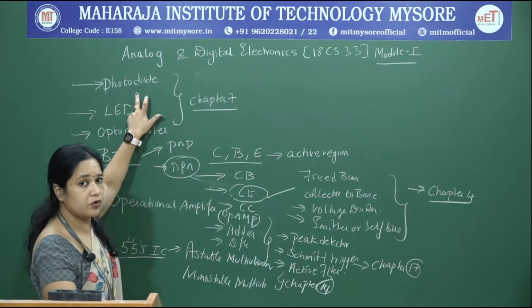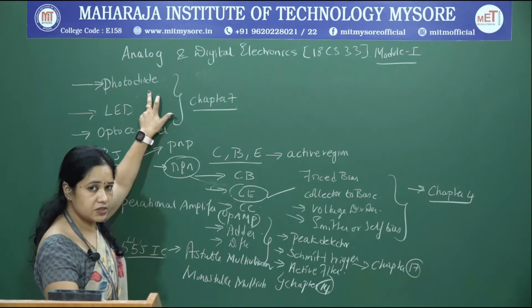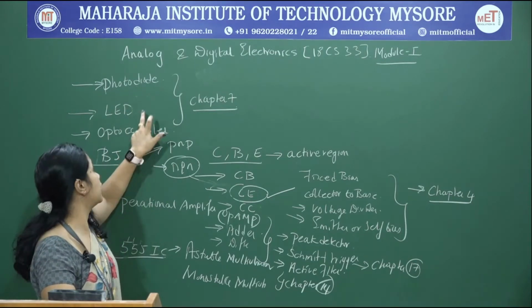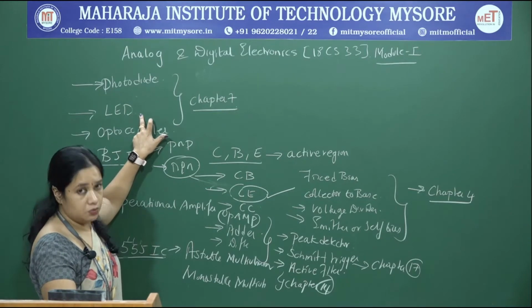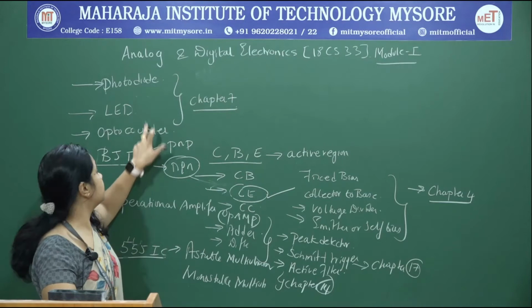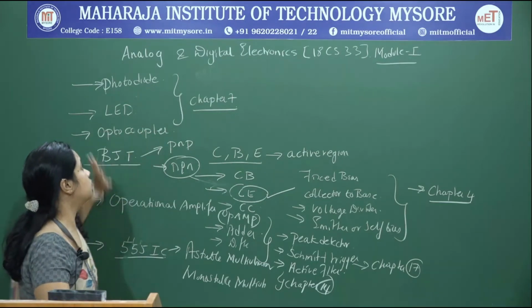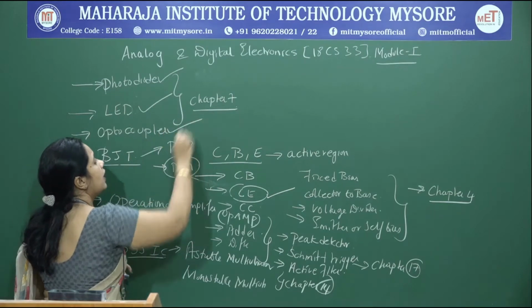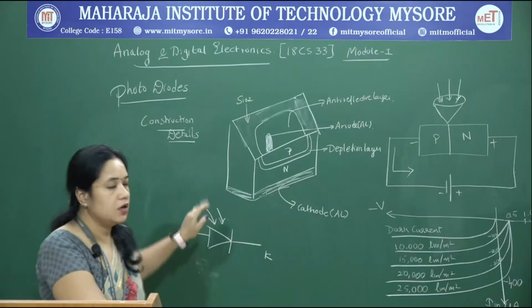We will see what a photodiode is, how it is constructed, what the working principle is, what its applications are, and what the characteristics of the photodiode are. We will take up the LED: what an LED is, constructional details, operation and working principle, and the optocoupler. So in today's class we will try to cover the photodiode, light emitting diode and optocoupler.